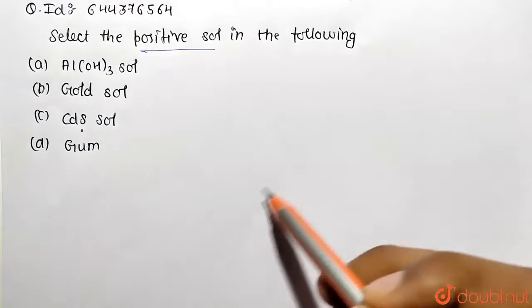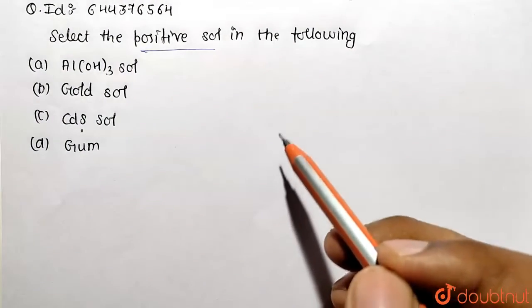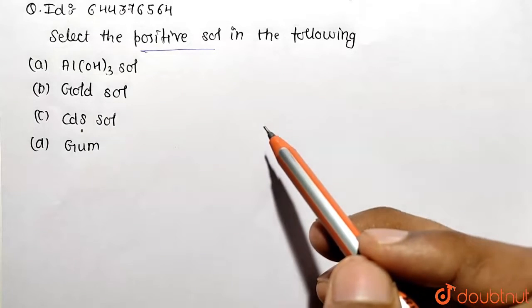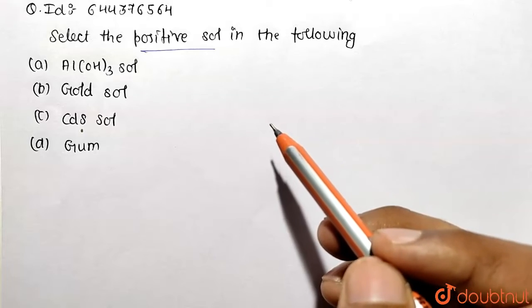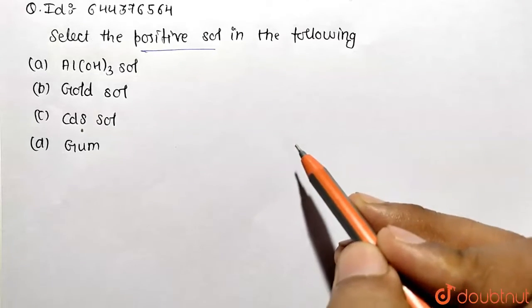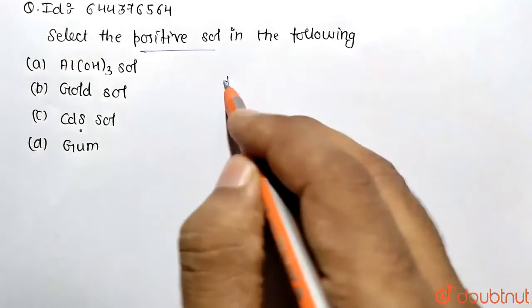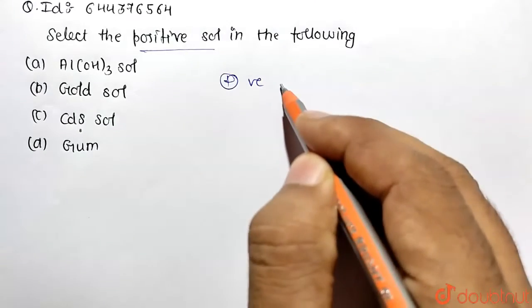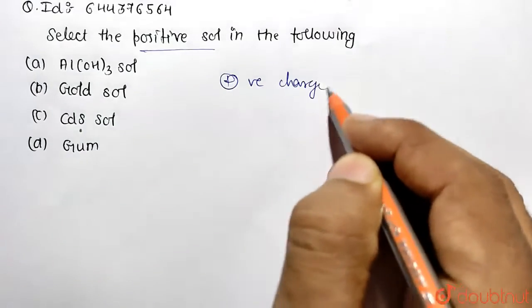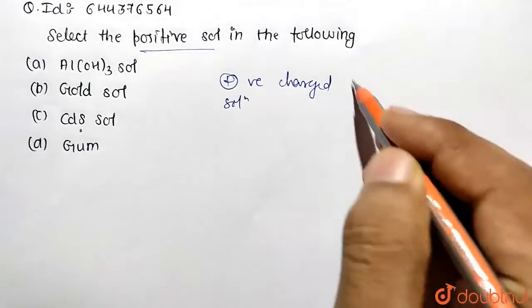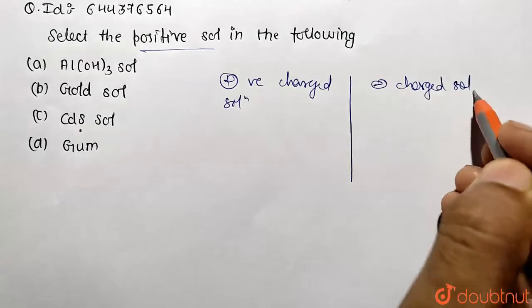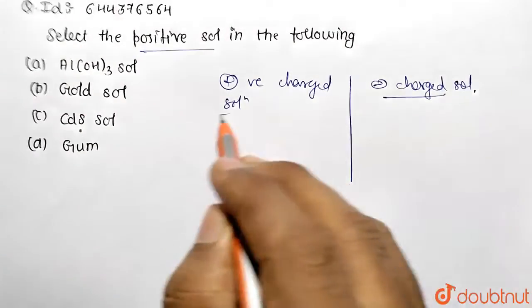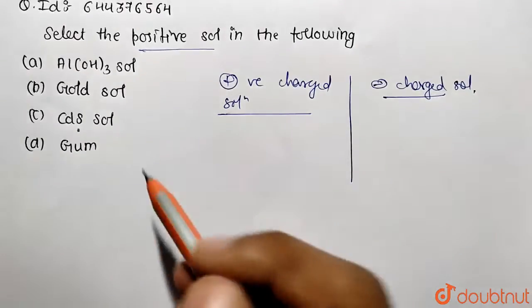Hello students, in this given question we need to identify the positive sol among the following. Basically, whenever any sol is being formed, it is categorized into two categories: positive sols and negative sols, depending upon the charge present on their fixed layer. So I'm going to tell you the basic classification that is being done. One is positively charged sols, another is negatively charged sols. Once you remember the classification between the two, you can answer this question very easily.